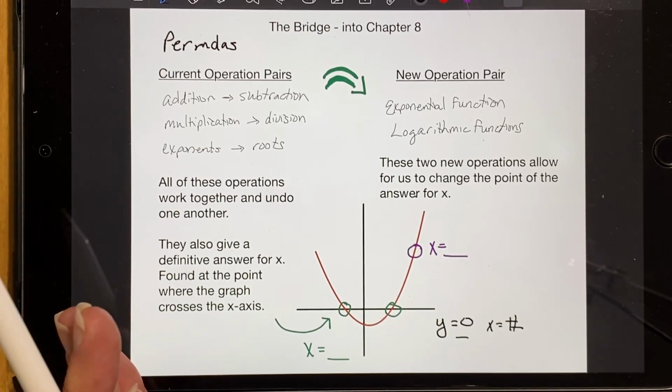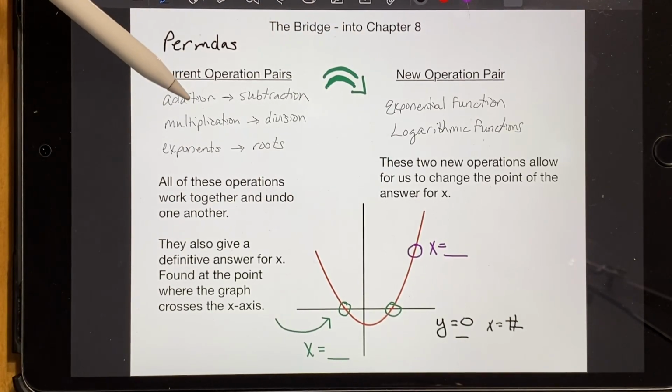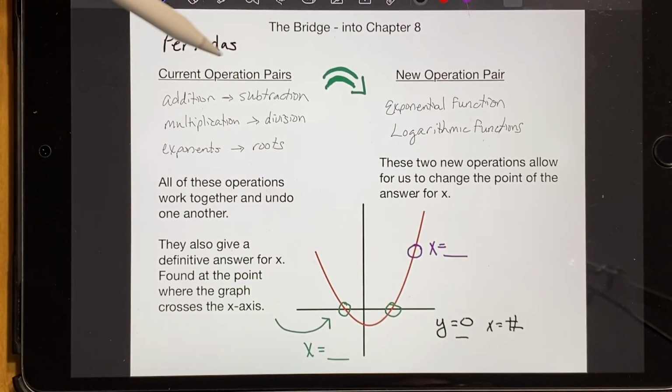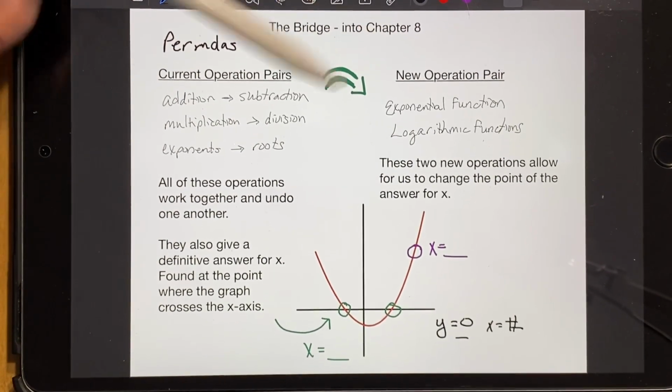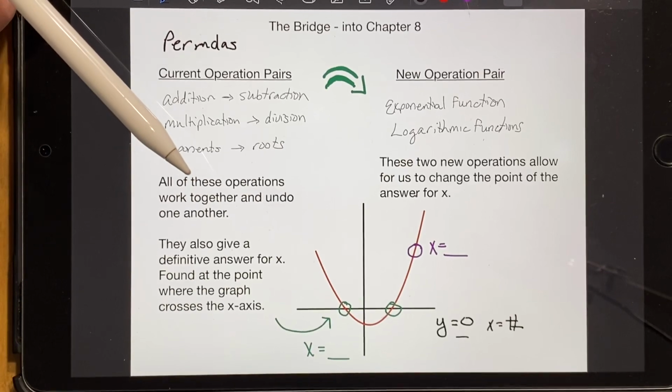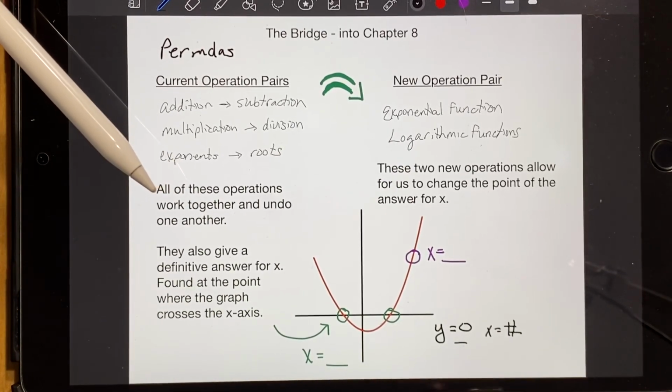So the thing that we're going to be shifting into as we move into chapter 8 is we're going to be taking all of the information that we know about our current operation pairs, and we're going to be learning one new operation pair. And that is called exponential functions and logarithmic functions.